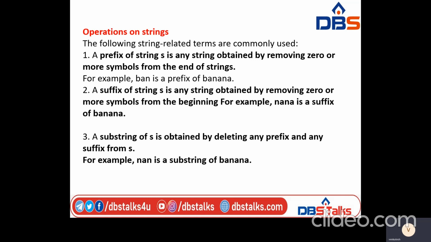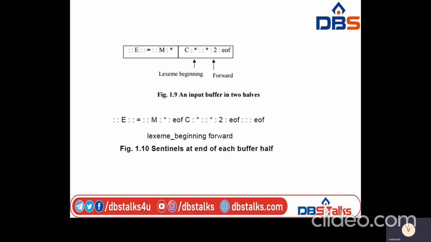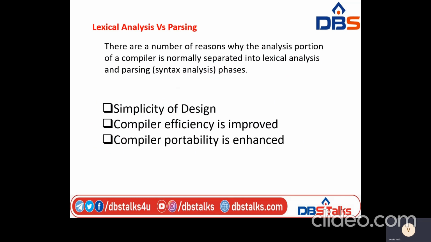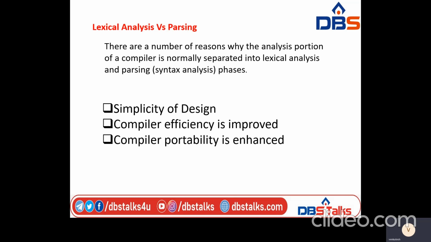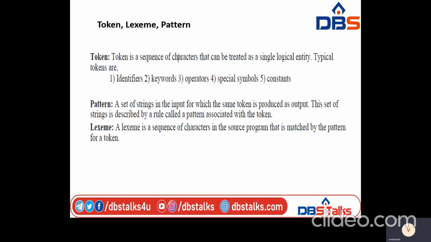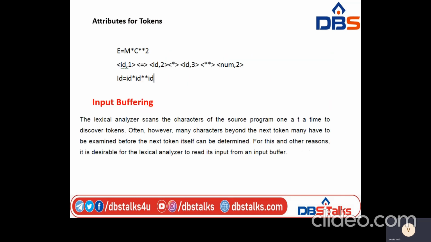Now in this class we have studied the role of the lexical analyzer, and why we differentiate lexical analysis versus parsing. We also covered what a token, a lexeme, and a pattern are, how we represent attributes, and what input buffering is. We saw the methods used in input buffering: the one buffer scheme, the two buffer scheme, and the sentinel scheme.